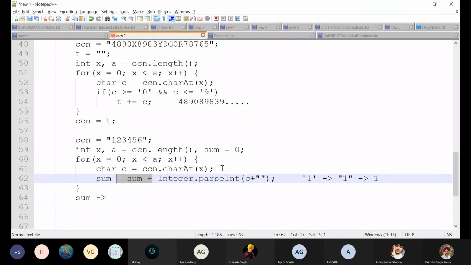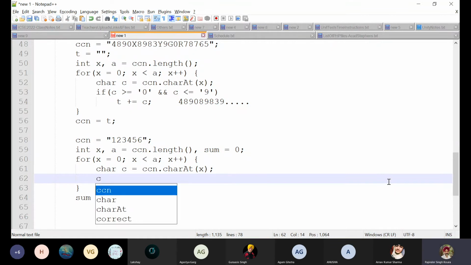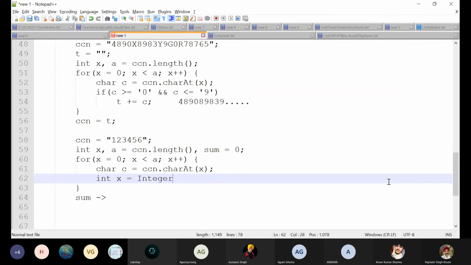So in short, what you are going to do is you have C, then you can just convert it into an integer, say Integer.parseInt C plus double quotes.